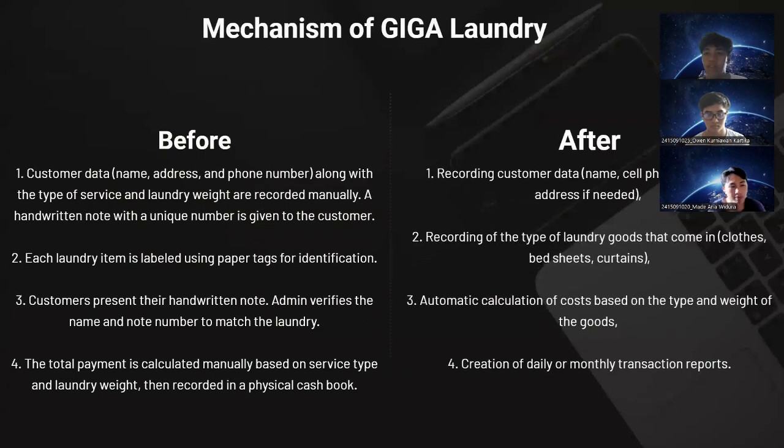So this is the mechanism of Giga Laundry. The mechanism before we are using the ERD implementation is, first, customer data along with the type of service and laundry weight are recorded manually. A handwritten note with a unique number is given to the customer. Each laundry item is labeled using a paper tag for identification. Customers present their handwritten note. Admin will verify the name and note number to match the laundry. The total payment is calculated manually based on service type and laundry weight, then recorded in a physical cash book.